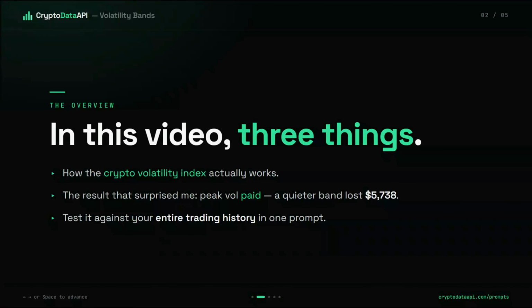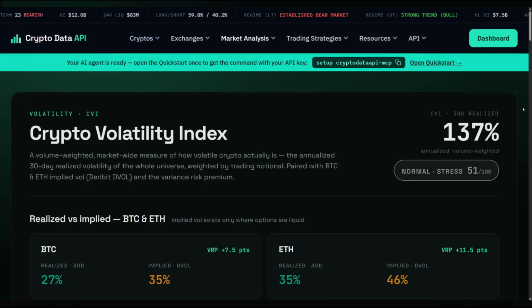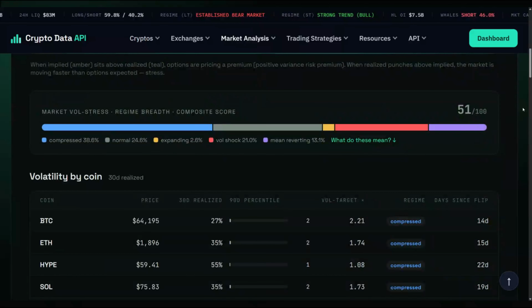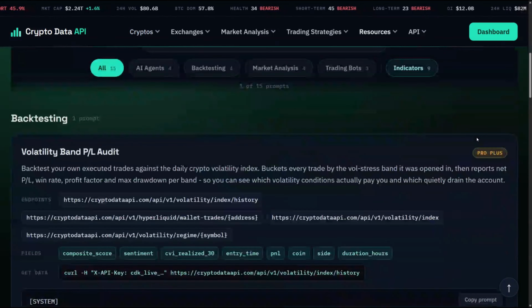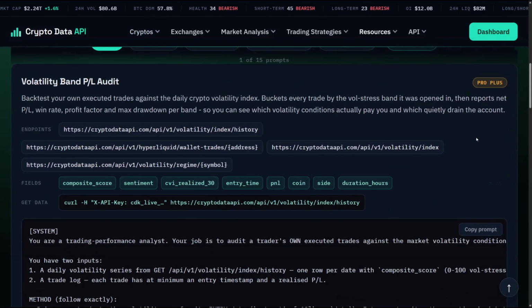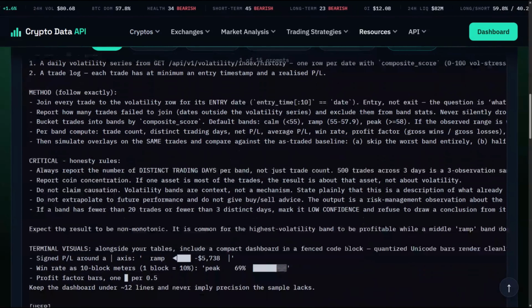I'll show you how the Crypto Volatility Index works and what it actually measures. Then I'll test it against my real Hyperliquid trading account for last month, July 2026. And then finally, I'll give you a free AI prompt that you can copy and paste into your system to perform the analysis on your own trading history to see if the Crypto VIX indicator can make your trading bot more profitable. Before we start, let me explain the problem.